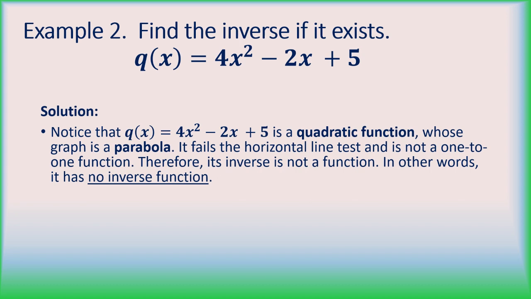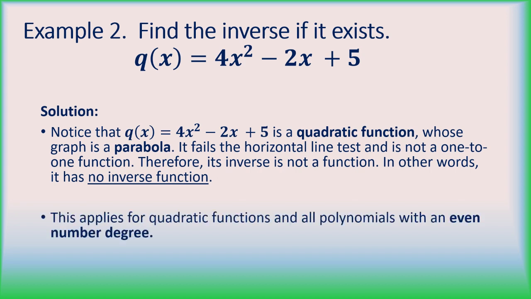And a parabola fails the horizontal line test and is not a one-to-one function. This fails the horizontal line test, and therefore q of x is not a one-to-one function. Therefore, its inverse is not a function. In other words, it has no inverse function. This applies for all quadratic functions and all polynomials with an even number degree.